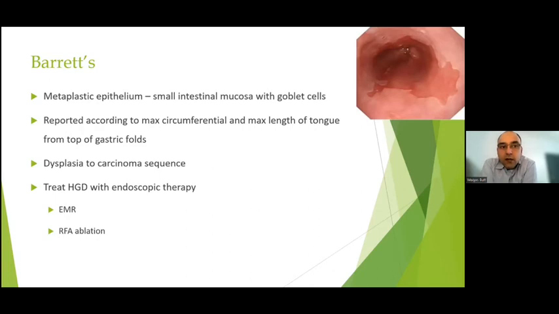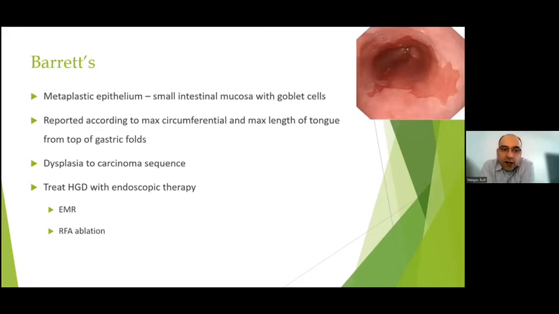As you know, Barrett's is the result of metaplasia, and metaplasia means that one adult epithelium is changed into another type of adult epithelium. So the squamous epithelium of the esophagus is changed into small intestinal mucosa with goblet cells. So it is important to remember this. When a gastroscopy is performed, it is reported according to the Prague classification, which measures the maximum extent of Barrett's and the maximum circumferential extent of Barrett's, and we report it in centimeters.